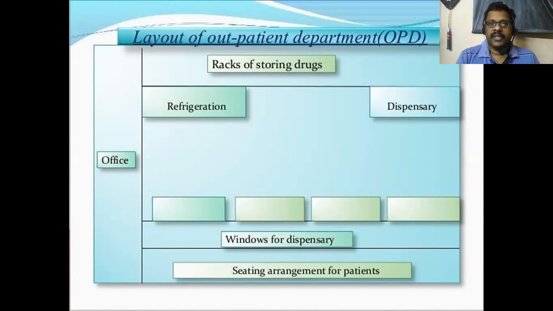An outpatient department layout, if you see, will be like this. A pharmacy, in that storage facilities will be there, then the dispensary, and this is the office. There the documents will be maintained, ledgers will be maintained, stock registers will be maintained, and this is the area in which the patient's drug distribution takes place.